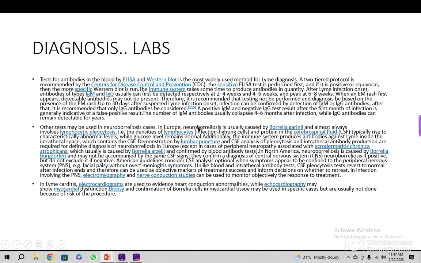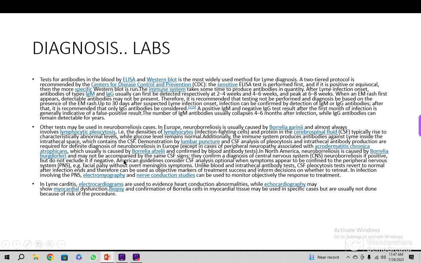Diagnosis can be done. The first clue is the geographical area with the possibility of a hard tick bite, and the presentation is another clue to the diagnosis. As far as lab diagnosis is concerned, ELISA and Western blot is the most widely used method for Lyme disease diagnosis. You can do IgM and IgG, possibly in the early weeks, 4 to 6 weeks, and the peak occurs at about 8 to 10 weeks.